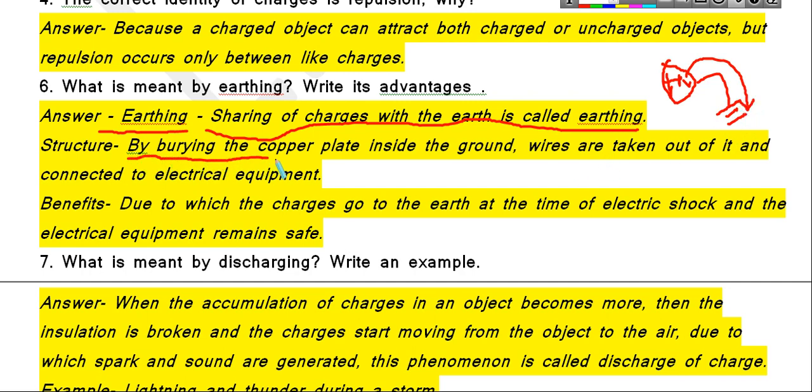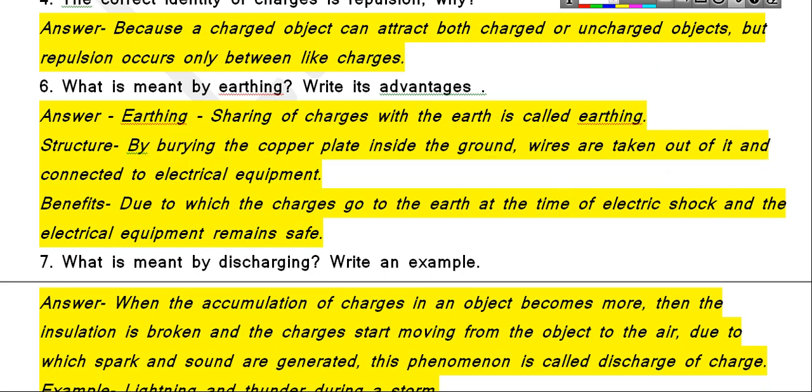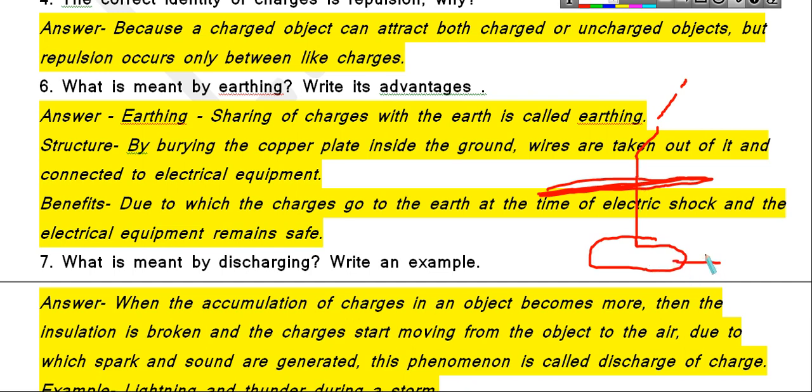Structure: by burying a copper plate inside the ground, wires are taken out of it and connected to the electrical equipment. It is formed thus: a copper plate is buried under the ground. This is the ground level, and a copper plate is buried under the ground. A wire is taken out from it and it is connected to electrical equipment. The excess charge goes through the wire to the copper plate and then to the earth. This is known as earthing.